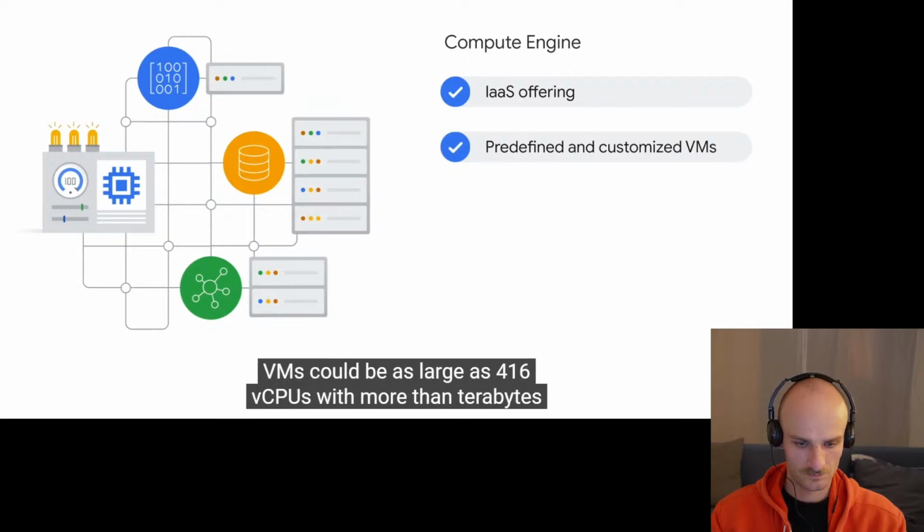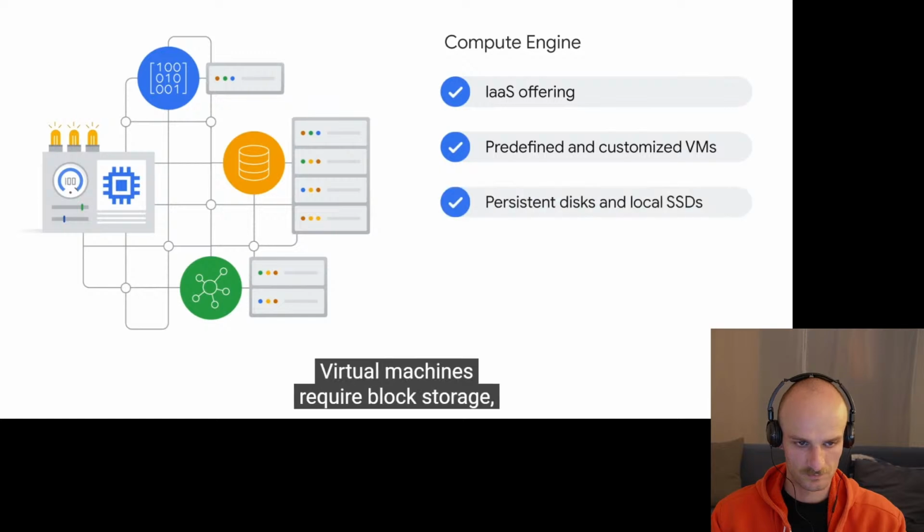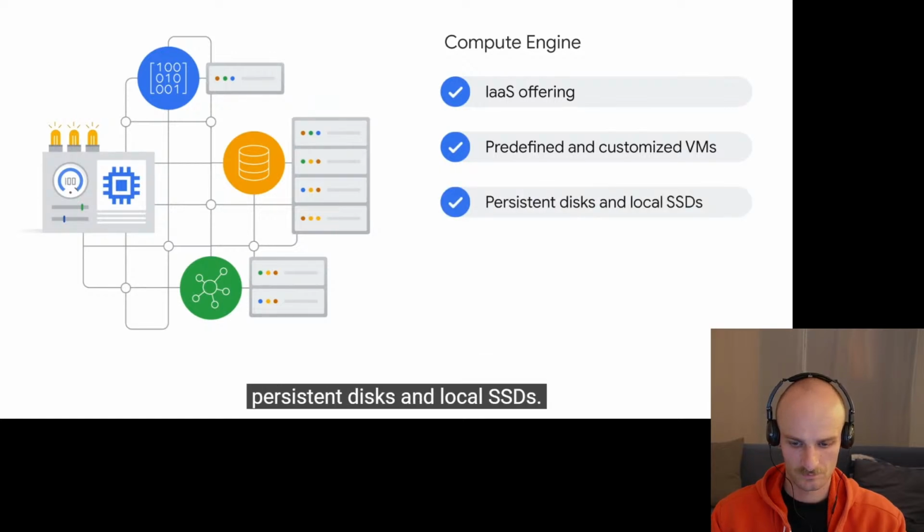At the time this training was developed, VMs could be as large as 416 vCPUs with more than 12 terabytes of memory. Virtual machines require block storage, and Compute Engine offers two main choices: persistent disks and local SSDs. Persistent disks offer network storage that can scale up to 257 terabytes and can take disk snapshots for backup and mobility. Alternatively, local SSDs enable high input-output operations per second.